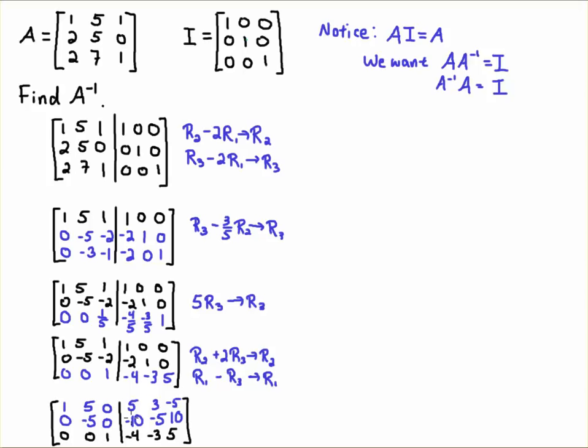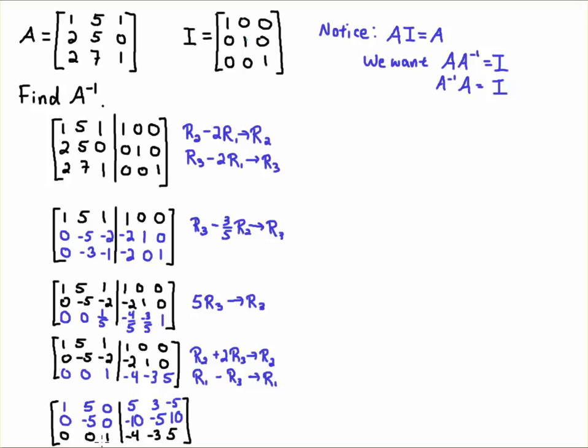Anyhow, what I need to do is eliminate this minus 2 and eliminate this 1. So I'm going to add 2 times row 3 plus row 2. And when I do that, I get a 0, minus 5, 0, and then a minus 10, right? Because 8 minus 8 minus 2 gives us minus 10. Minus 3 minus 2 gives us minus 5. And 2 times 5 gives us a 10.